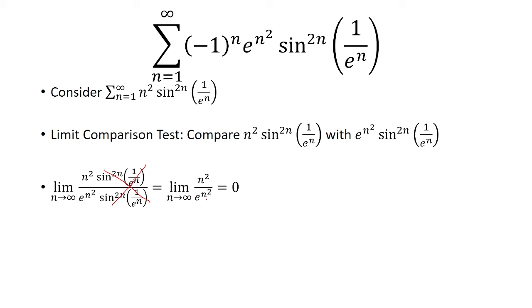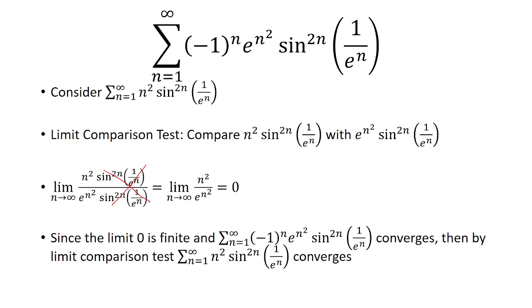Now, if you want to show your work for this, you would just have to do L'Hopital's rule twice to show that the limit is 0. But a quick, easy way is to say that the denominator is much, much greater. It's going to go much faster to infinity than the top, and therefore the limit is 0.